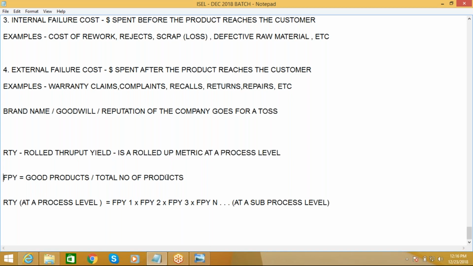So you all know what is FPY, right? First pass yield. So the formula of RTY is nothing but, it's like FPY, it's the product of all the individual FPY. So I told you that if FPY is at a sub-process level, right, then RTY is a rolled up metric which is at a process level. So we took that example.